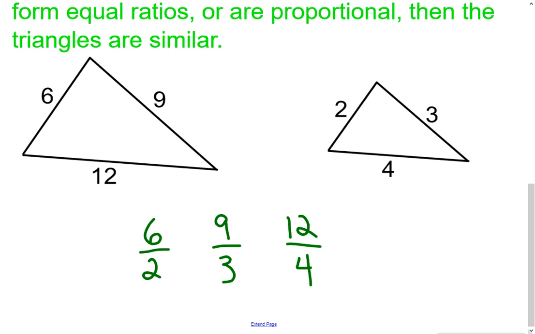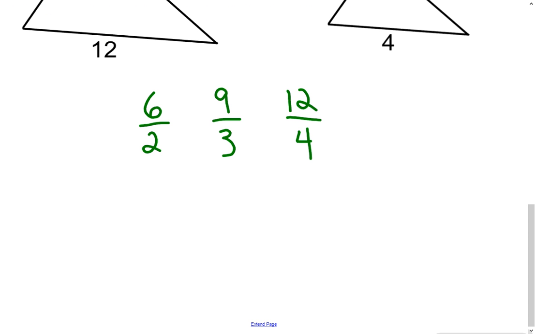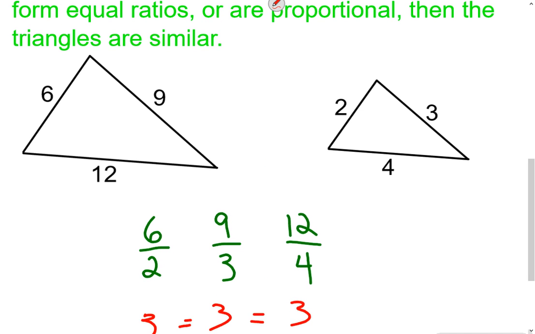Now, are those ratios actually equal to each other? Well, that's where I go through and I simplify. That equals 3, that equals 3, and that equals 3. So yes, my three sides are proportional, which tells us that those triangles are similar. So those are kind of the quick checks, we don't have to look at everything.